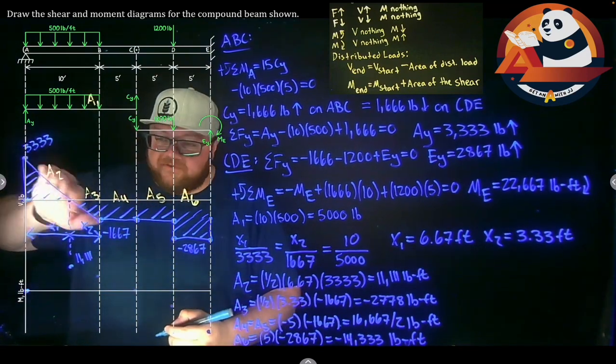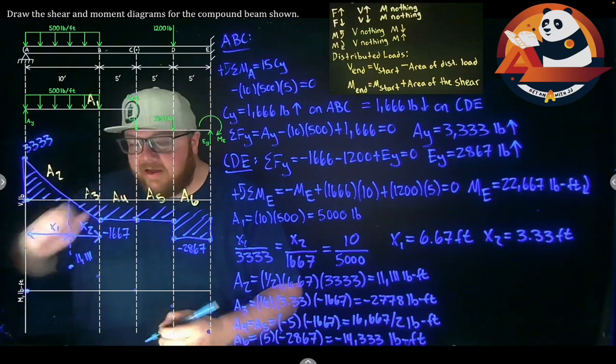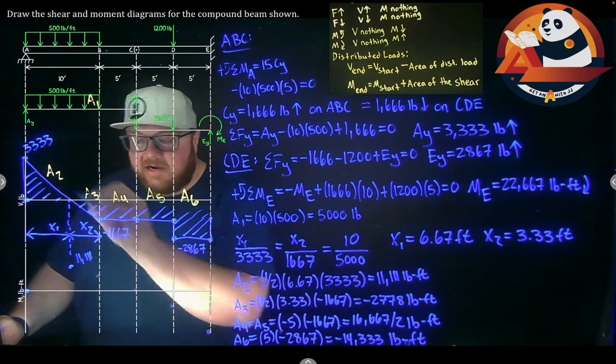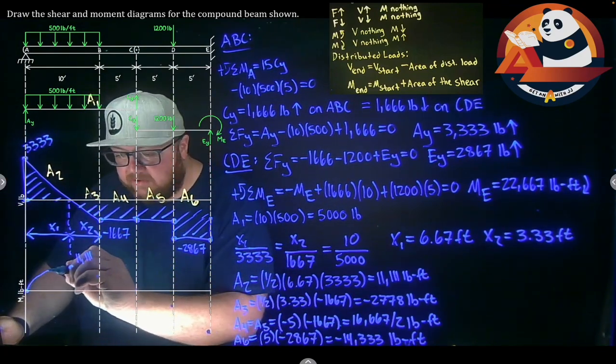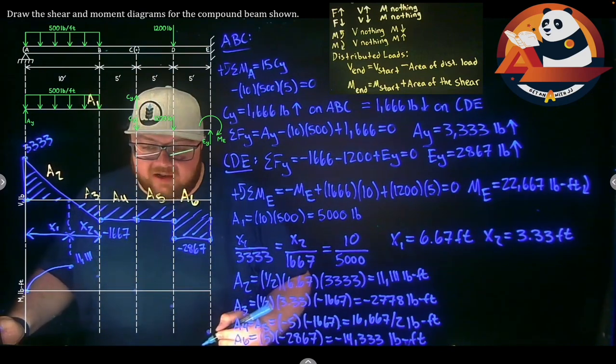I had a linear function, so I should be parabolic now. And I should be concave down because I was sloping down. So we'll get a parabola that peaks at 11,111.